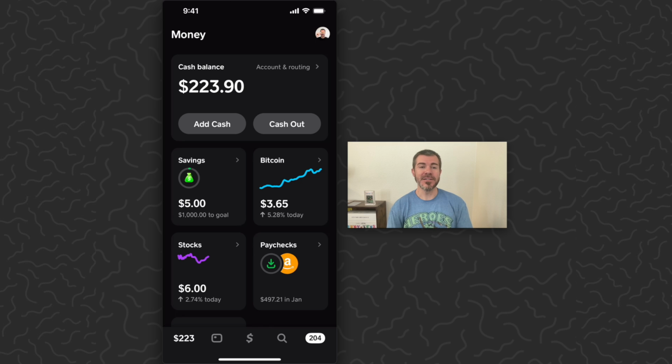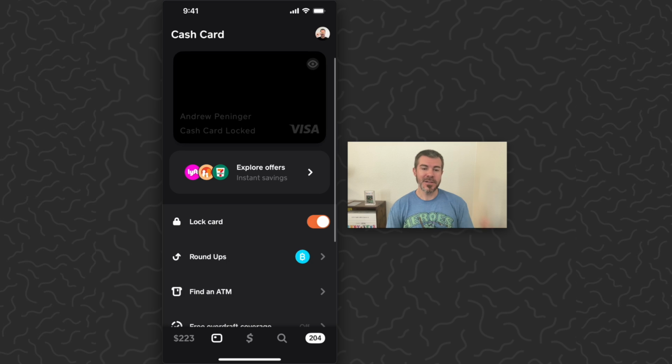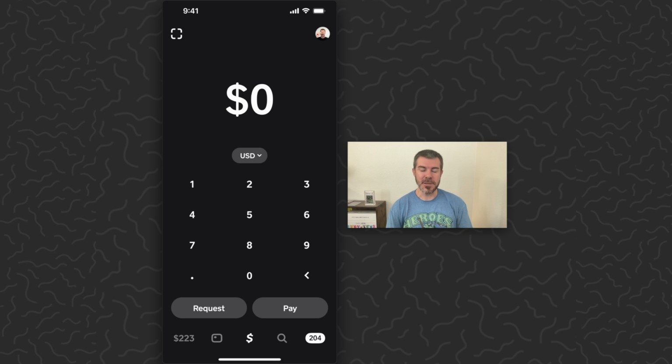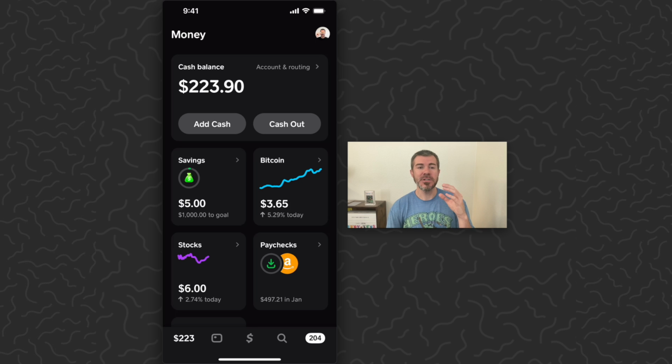You have a cash balance up here at the top. You can spend that balance with your card or sending peer-to-peer payments. But people are questioning how much money can you keep in your Cash App balance. So there's three things to look at here. First of all, we want to look at our limits.